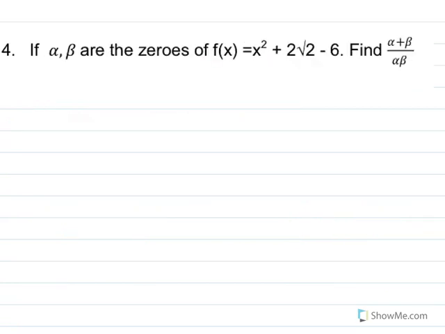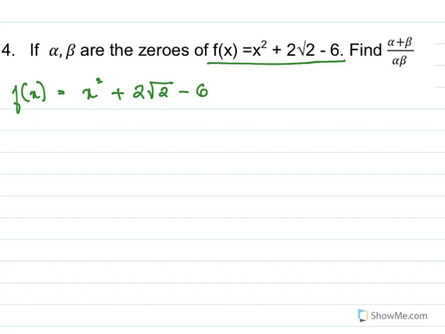If alpha beta are the zeros of the polynomial, find alpha plus beta and alpha beta. So f of x equals x square plus 2 root 2 minus 6. We now compare it with the standard ax square plus bx plus c.